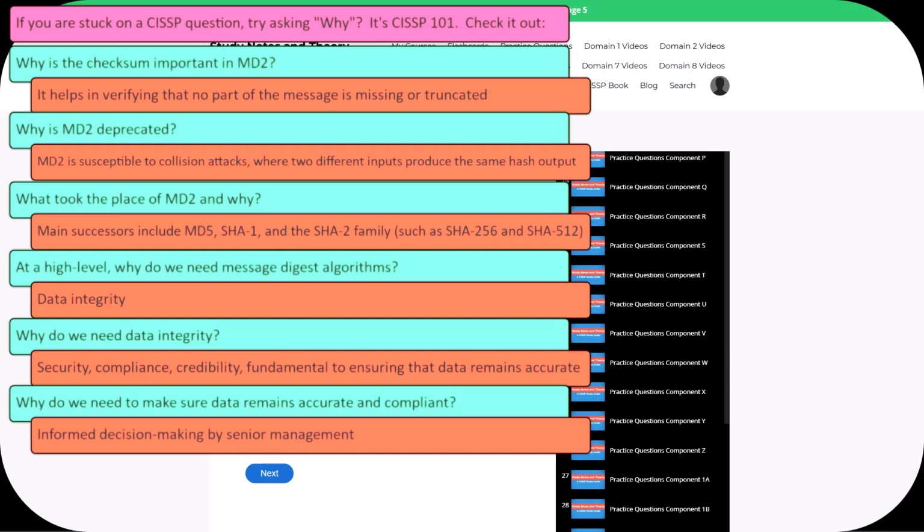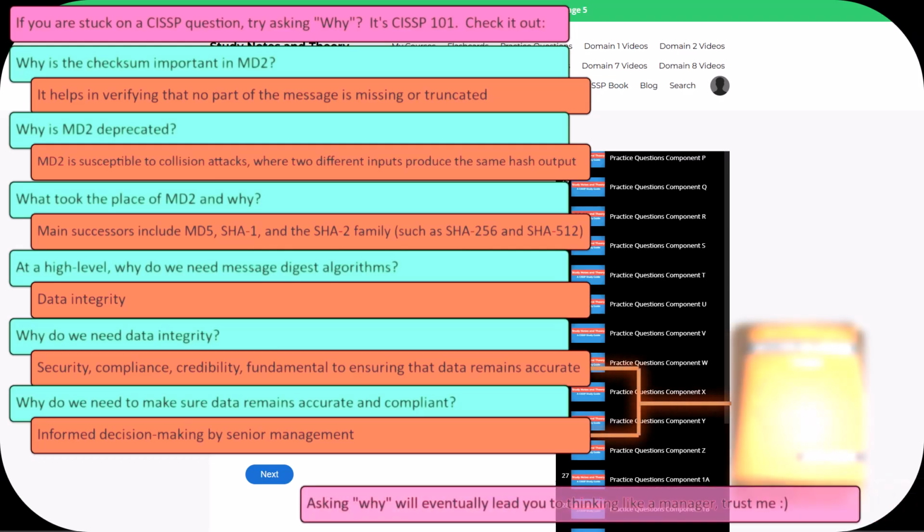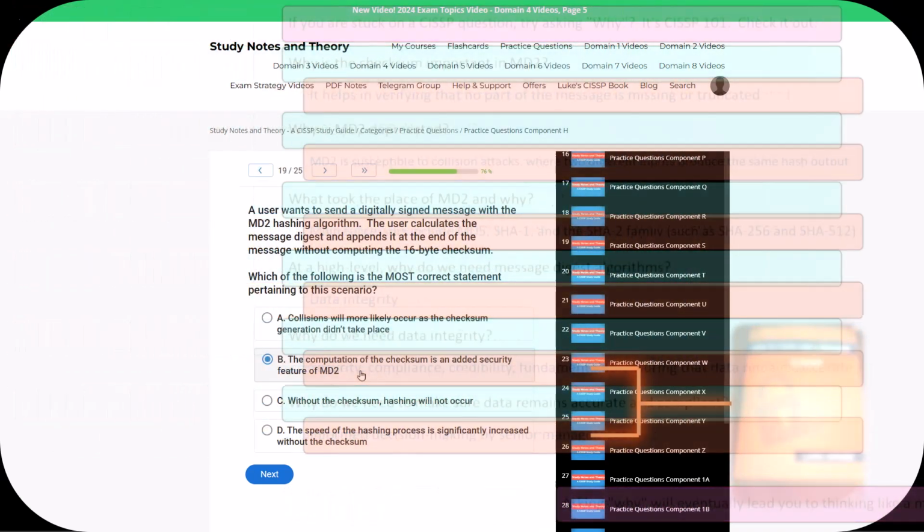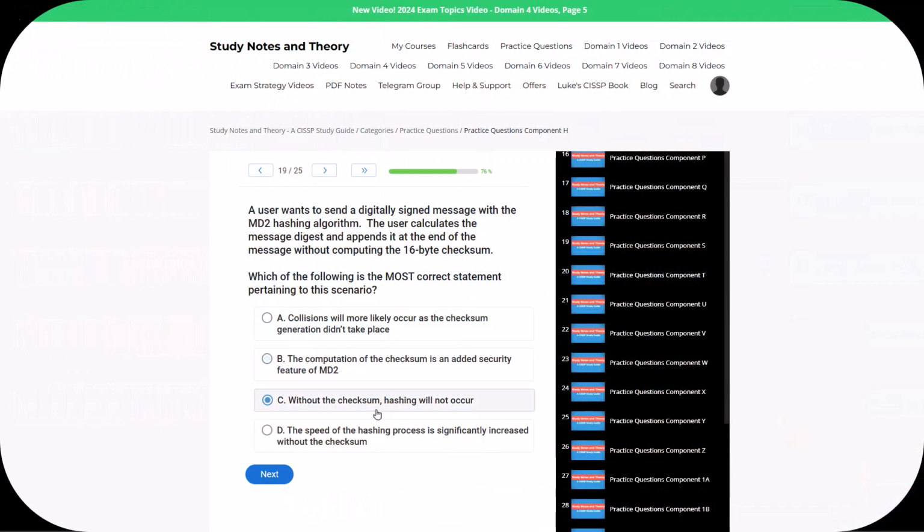Collisions will more likely occur as the checksum generation didn't take place. If checksum generation didn't take place, it'll be more of an inability to detect errors. I think that's what it is, not collisions. Collisions aren't going to happen without a checksum. More errors are going to not be detected without a checksum. So I know it's not choice A. The computation of the checksum is an added security feature of MD2. I'm not sure checksums were part of MD2. Without the checksum, it's choice C. It's got to be choice C.